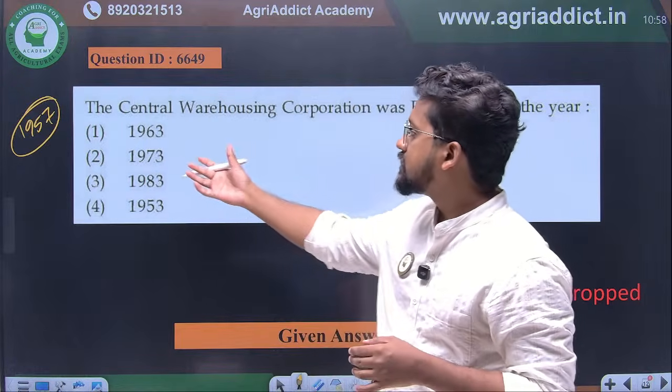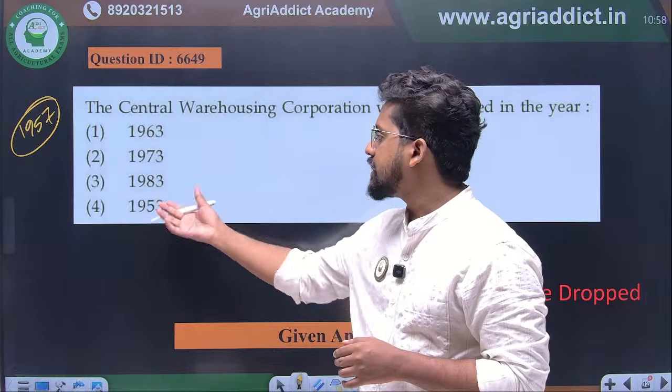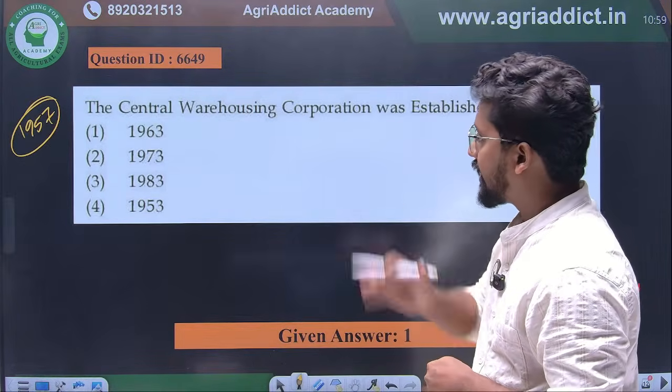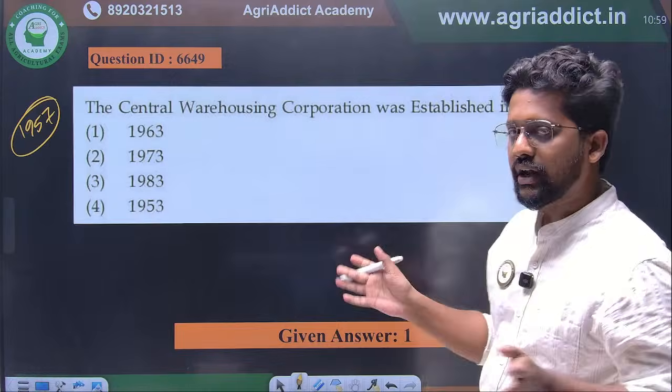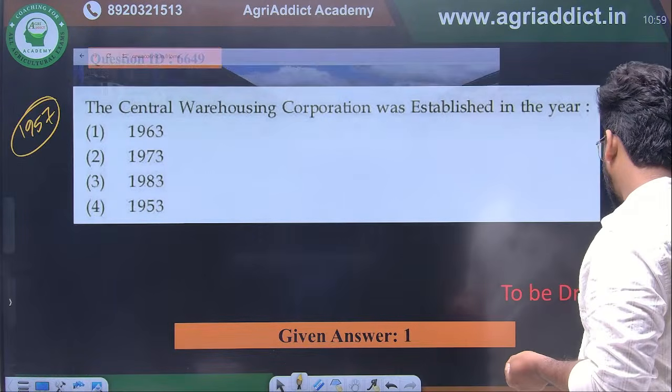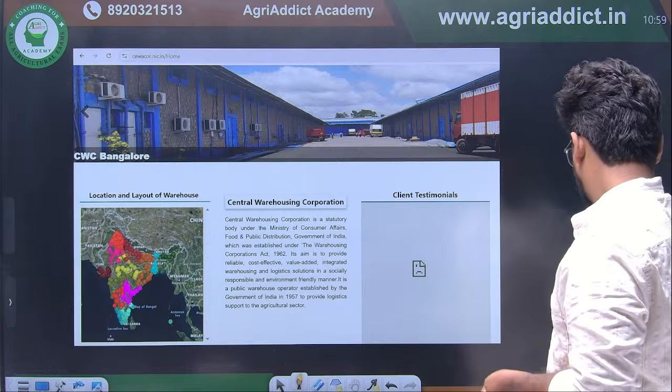But in the options, it's given 1963, 73, 83, and 53. None of the answers given here are correct. So therefore, this is questionable, and this question will likely be dropped, and you can challenge it. Okay.